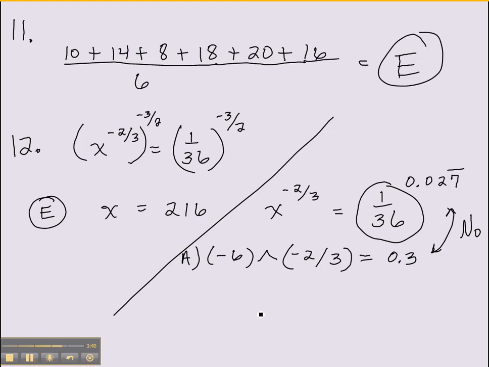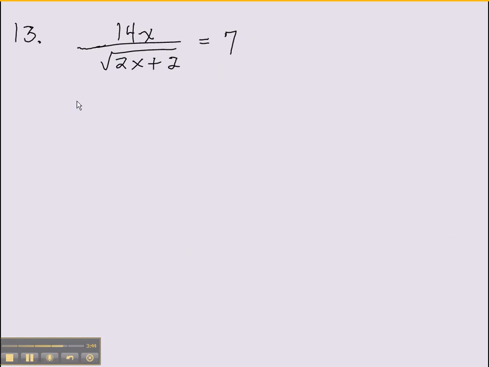Alright, number 13, we are asked to solve for x, and I think there's a typo in one of the additions. It's supposed to be equal to 7 here. We could just cross multiply. Product of the means equals the product of the extremes. So what would we have? We'd have 14x times 1 equals 7 times the square root of 2x plus 2.